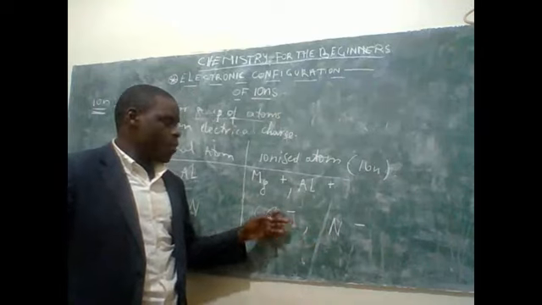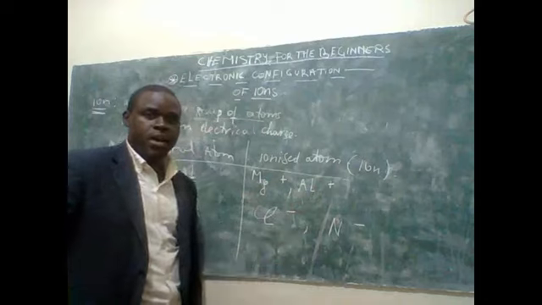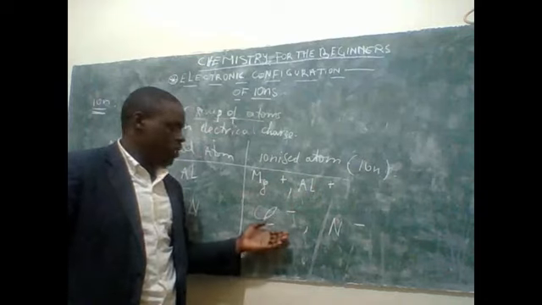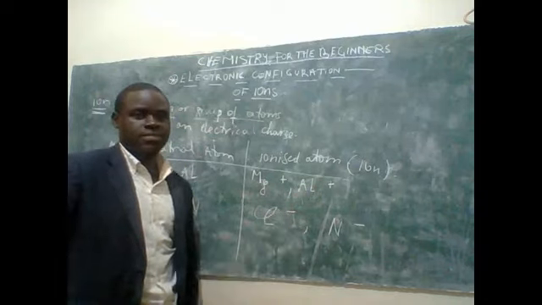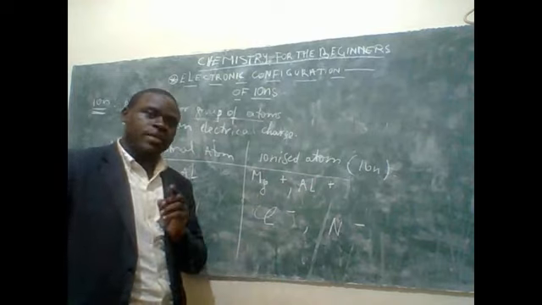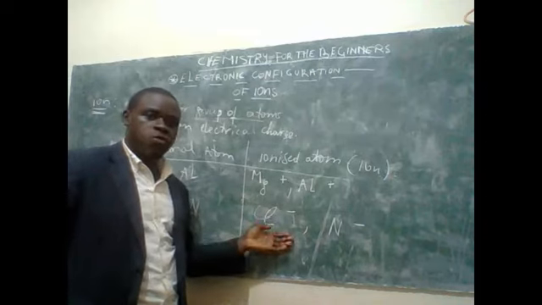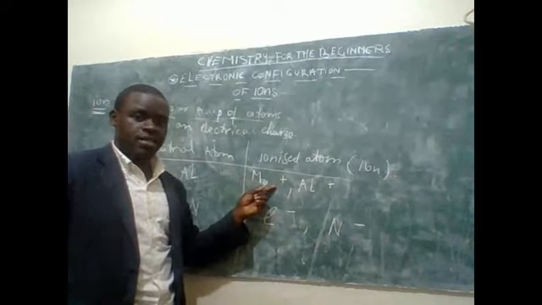Because we have to know the number of charges here. How do we know the number of charges? If you have seen the previous lesson on electron valence, you can answer this one.